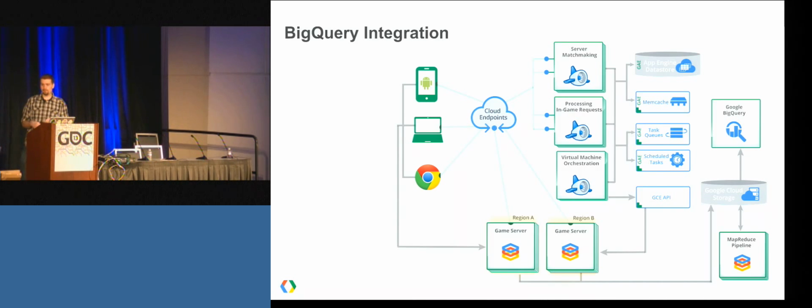And so you can do things like A/B testing or see what the effect of a double experience weekend is on player engagement. You can do a lot of these queries that you don't really have off the top of your head right away and can't build into your MapReduce pipeline, but you can do after the fact, ad hoc.